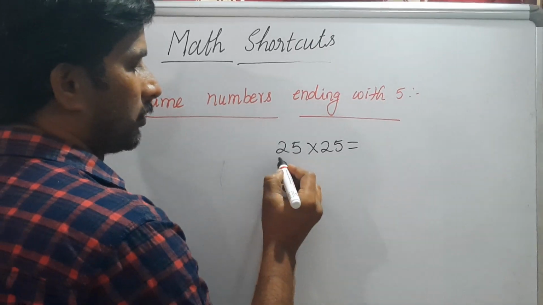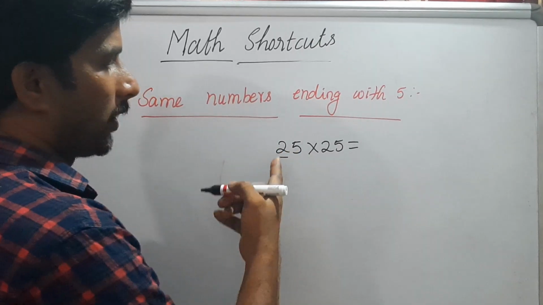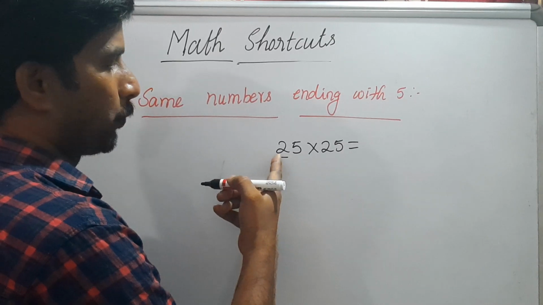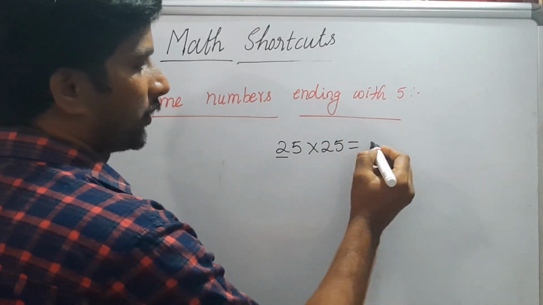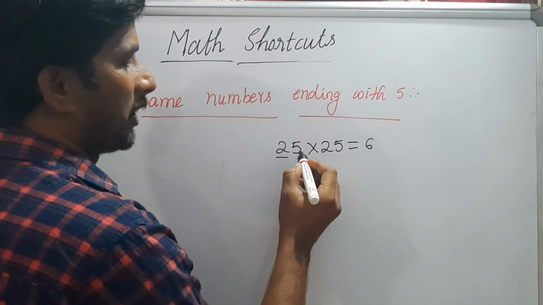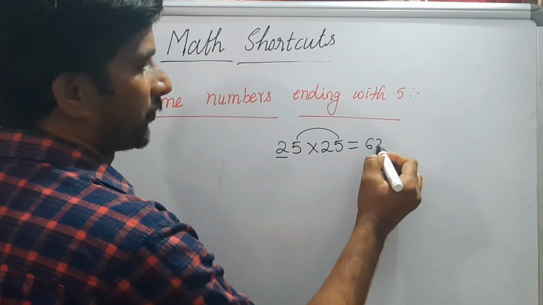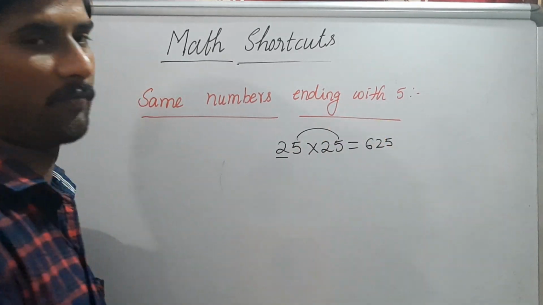Now take tens place here. Add 1 to the tens place. 2 plus 1, 3. 3 into 2, 6. Now multiply the 5 into 5, 25. So 625.